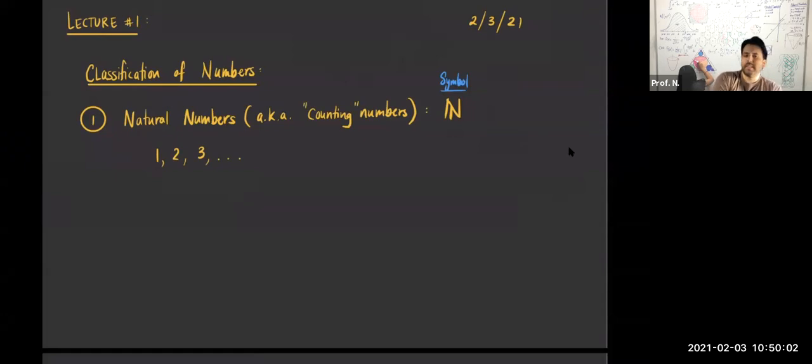However, there's more to numbers than just 1, 2, 3, 4, 5, right? A million, 1,000. There's more than just these whole numbers. There's also called whole numbers. So there's a lot of names for this. Natural numbers are also called whole numbers, aka counting numbers, aka natty numbers.